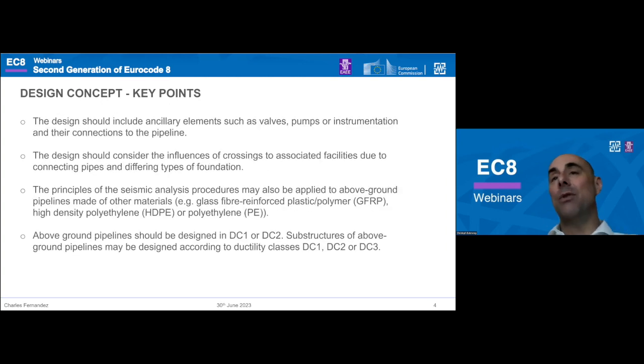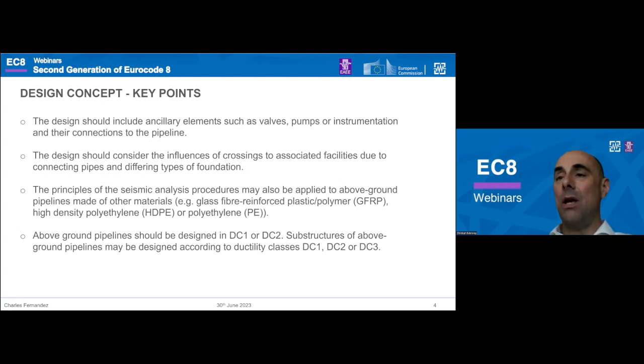So as I mentioned before, we need also to consider other materials. So it is the same. So the same principles that I'm going to present can also be applied to other materials, although they are not described in detail in the Eurocode concept. So we only have design rules readily available for steel and reinforced concrete and pre-stressed concrete pipelines. And we have also to take into account, as mentioned before, the ancillary elements like valves, pumps, instrumentations, and so on.